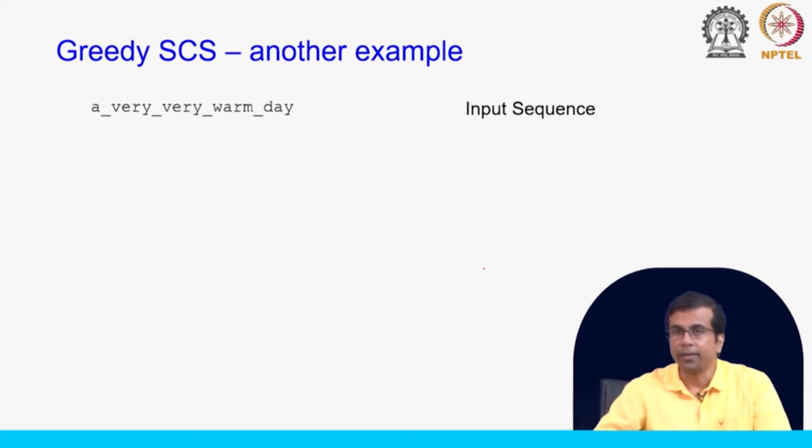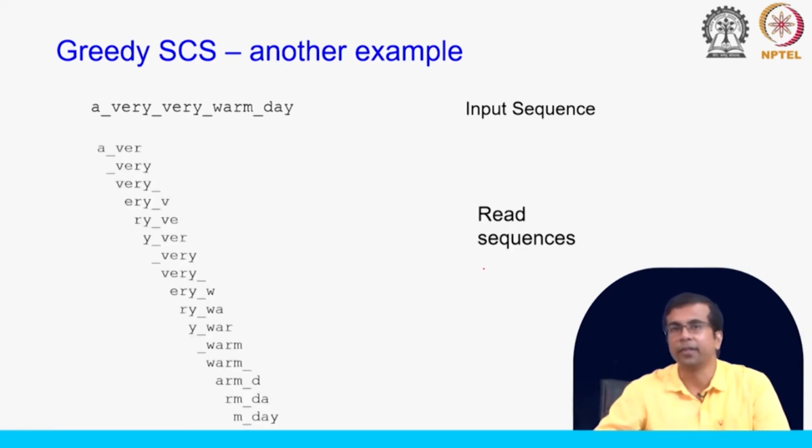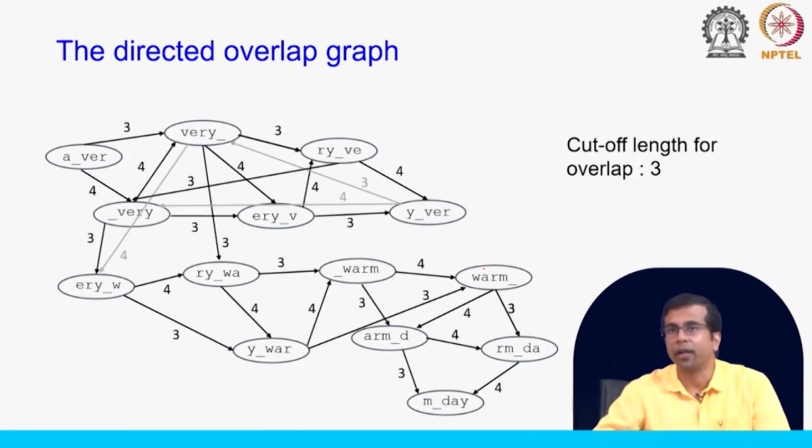Okay. So, here is a very simple example. Instead of this DNA example, I have just taken a very word kind of example, right. So, where you have something called "a very warm day", okay. And we can generate, let us say, read sequences. These are again examples of certain lengths, right. So, let us say we have reads of length 5, okay, and we can generate the overlap graph with the cutoff length for overlap 3 bases or 3 letters, okay, in this case.